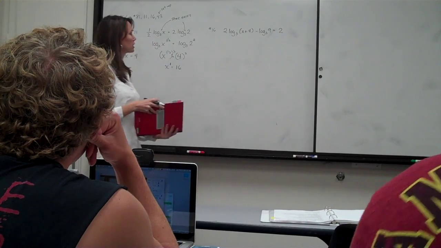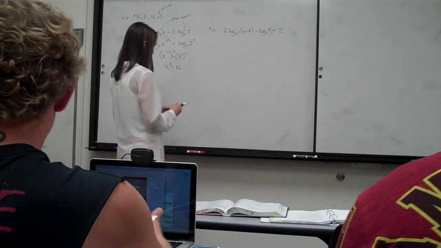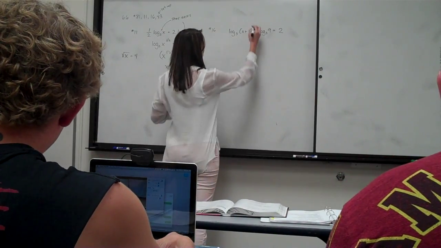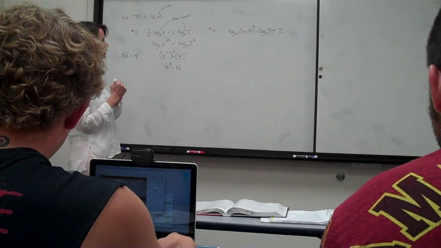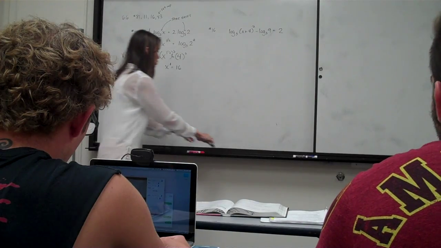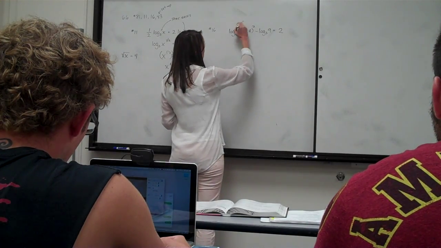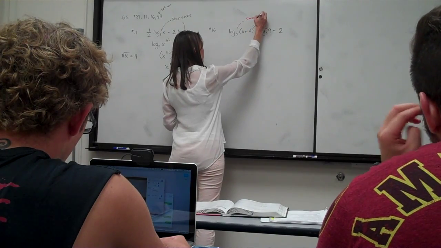Okay, so we're going to do the same kind of idea with the 2 out front. What can we do with the 2 out front? Exponent. Make it a power, right? Okay, but this time the log is on the same side, so these are the same. So we're going to combine logs.